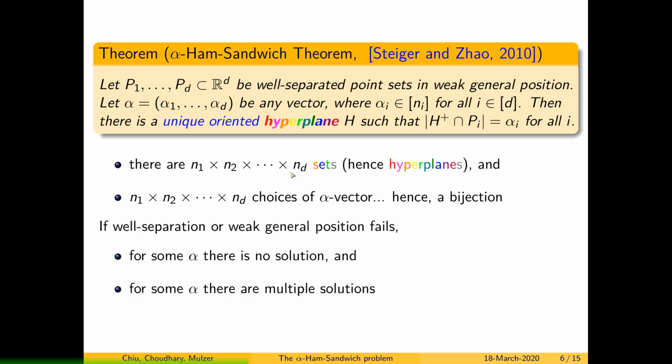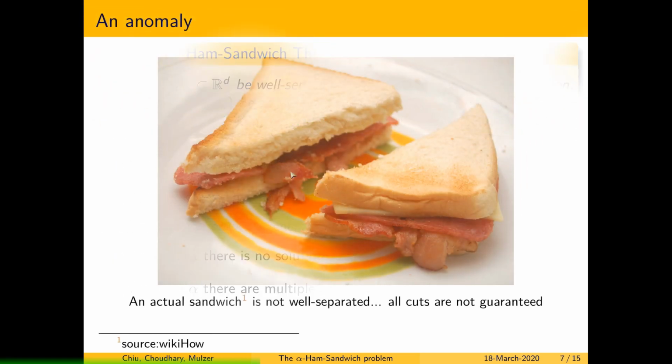We also saw that if any of these conditions are not true, then for some alpha you might not have a solution. This also implies that for some alpha there can be multiple solutions. In real life, if we have a ham sandwich, it is not well separated, even though it might follow some kind of general position. So although we might be able to bisect it, we might not be able to cut it in any arbitrary ratio.